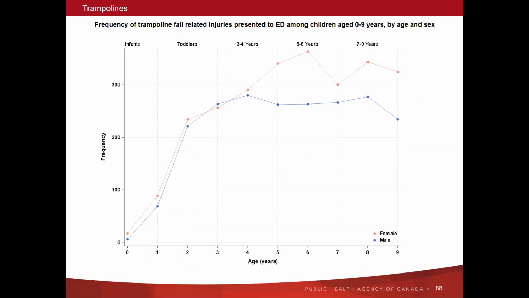One interesting thing we did notice about trampoline fall-related injuries is that, in contrast to the general trend, there is a higher number of trampoline falls among females and males within the older age group. We can see that at 4 years of age is when the frequency between males and females begins to significantly diverge. Also note that children aged 5 and 6 have the highest frequency of trampoline falls of all age groups.